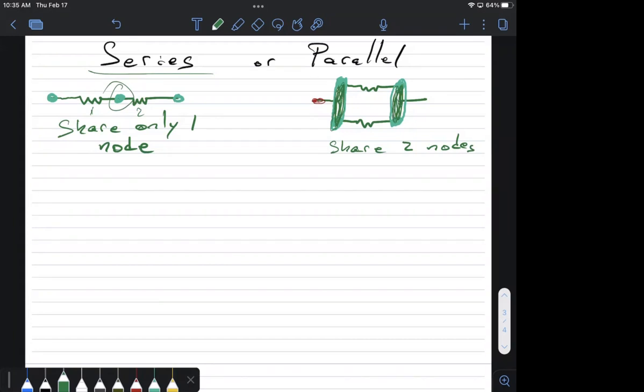All right, any questions about what defines resistors to be in series or parallel? This is a huge, huge, huge thing. Almost everything you're going to worry about in circuit analysis comes from this. This is where all the complication is.